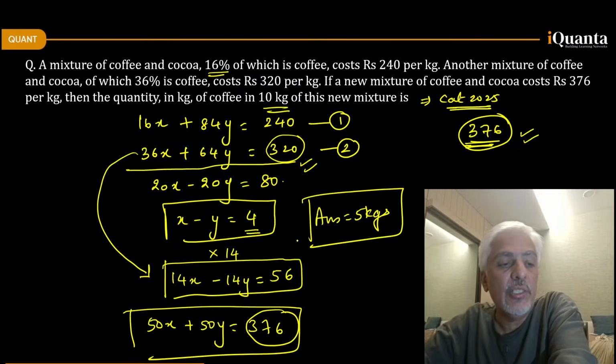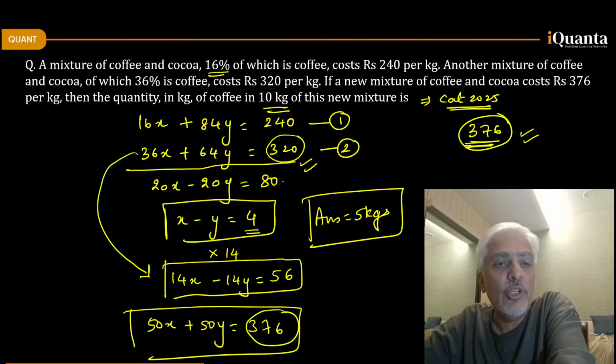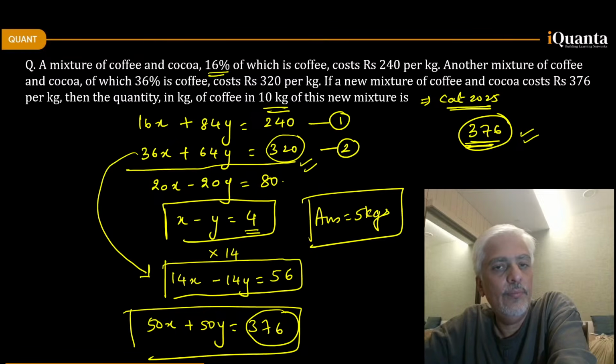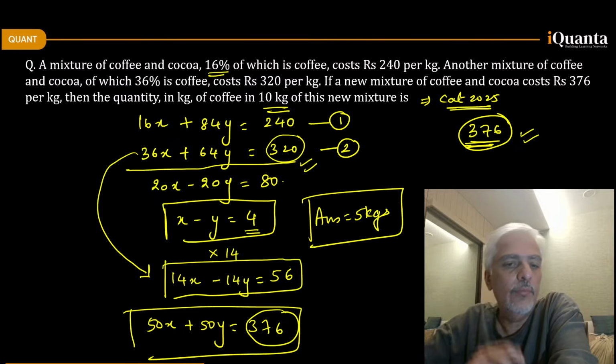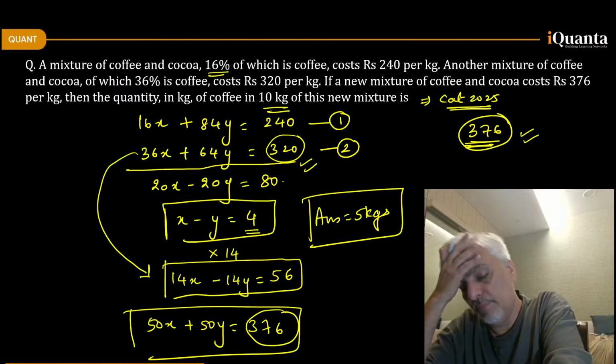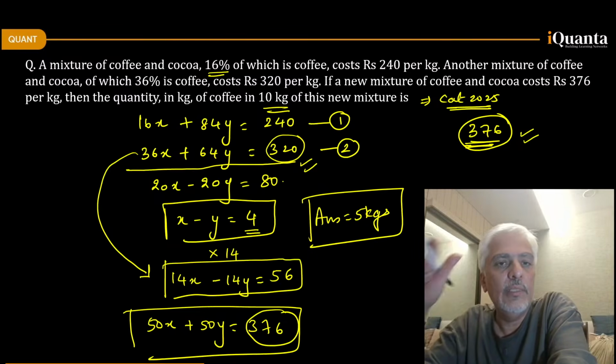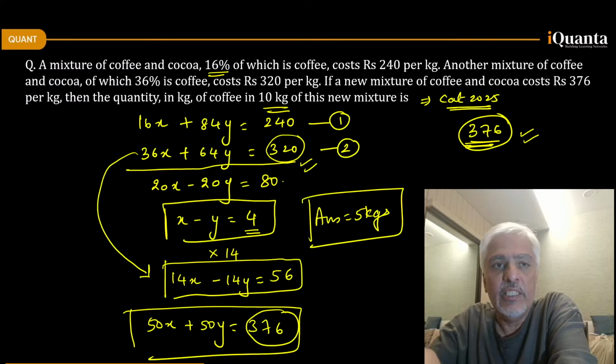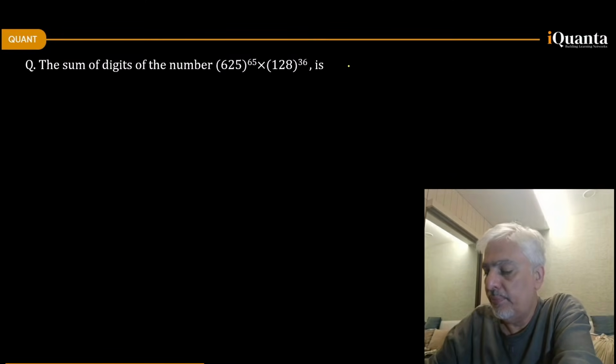CAT 25 question. What method have you used, Kamal? Can you explain? Others can start. Have you understood, everybody? Next one. This is also a CAT 25 question.